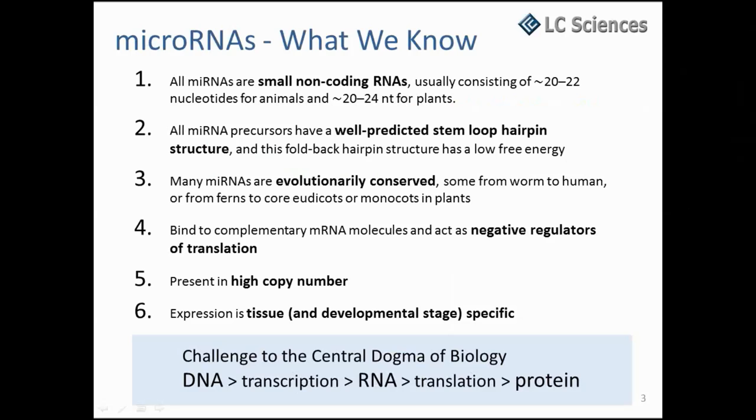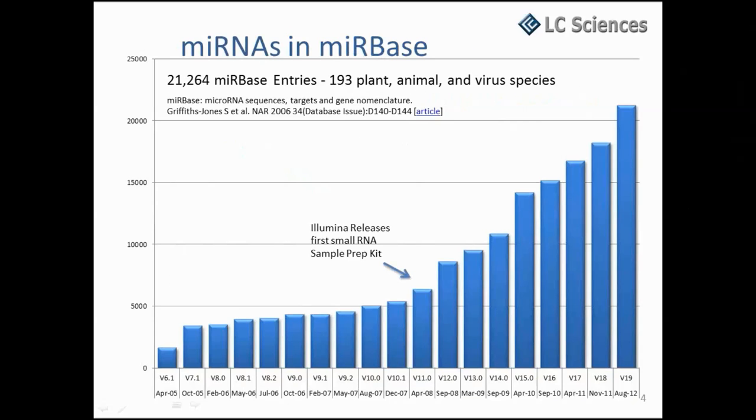And we also know this hairpin structure has low free energy. Many microRNAs are evolutionarily conserved. We can find the microRNA from worm to human, from ferns to corn, eudicots or other species in plants. Binding to complementary messenger RNA molecules is the fundamental mechanism of microRNA, and they normally act as negative regulators of translation. They are present in high copy numbers, and also they are tissue-specific. And in one sentence, microRNAs regulate messenger RNA translation to protein. So they are very important.